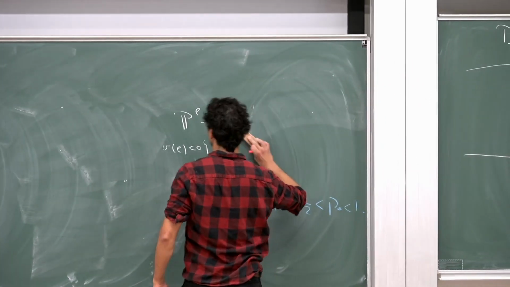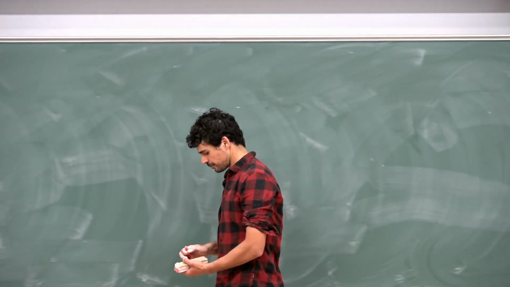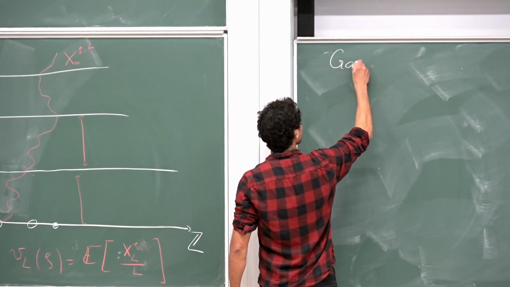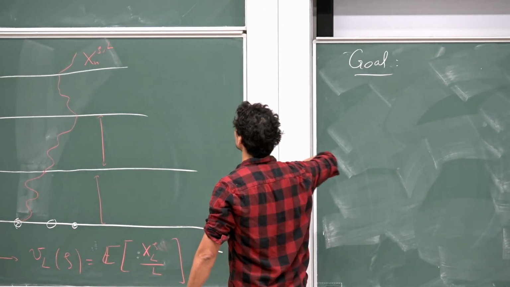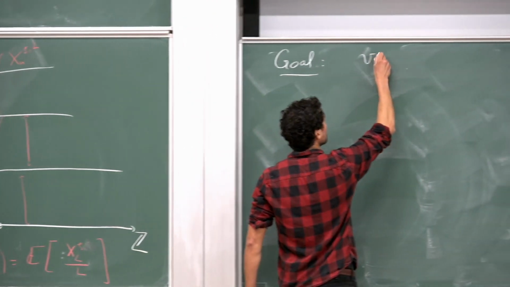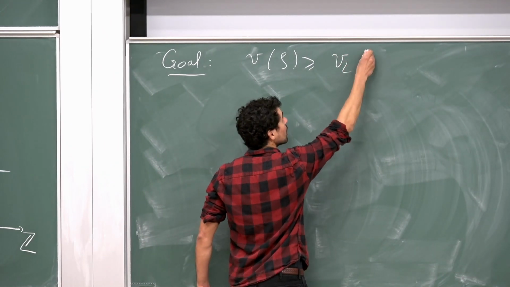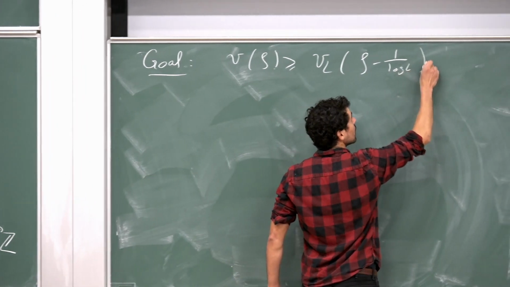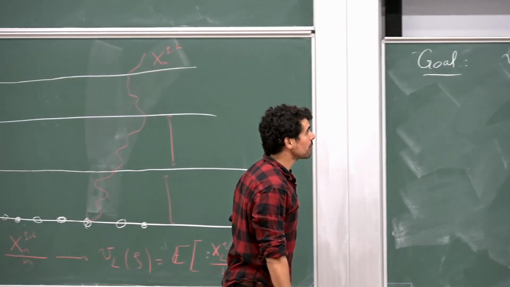Okay, so how do you prove the approximation? Now my goal is to explain how to prove it. I'm going to explain just one of the inequalities. The other one is very similar. So let's look at V of rho larger than VL of rho minus 1 over log n minus alpha L. All right, so I want to prove that.